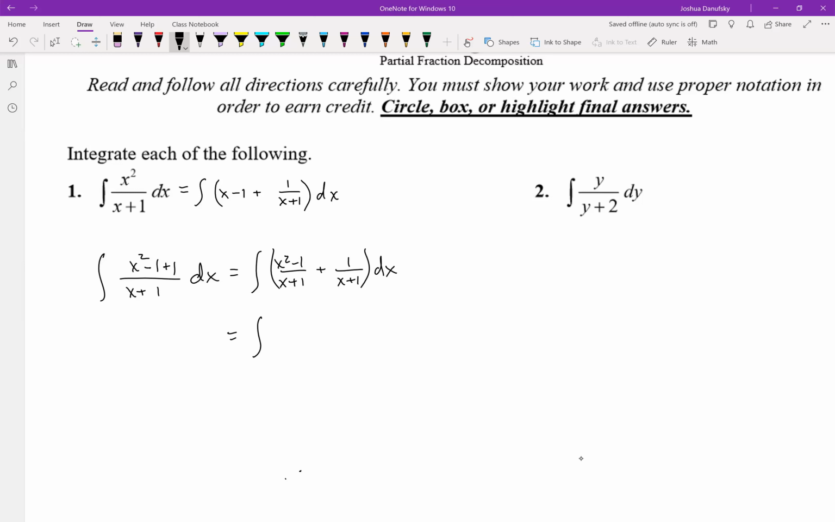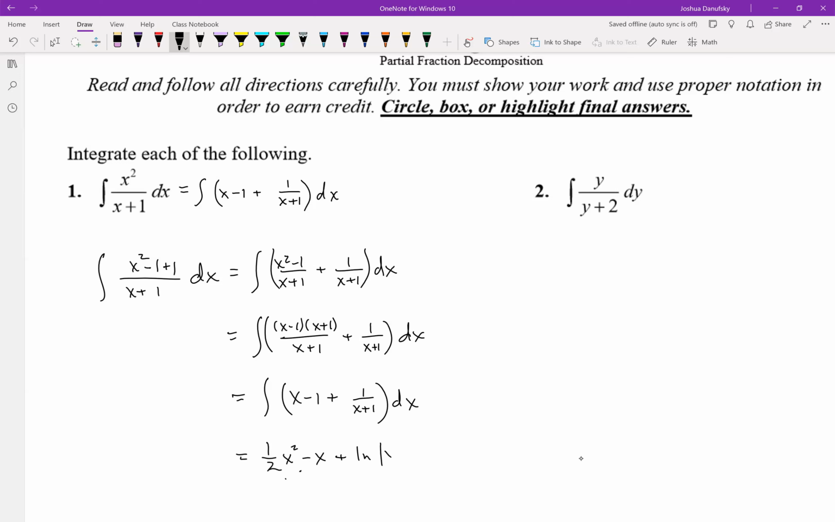The first numerator is a difference of squares. We cancel, and we've got x minus 1 plus 1 over x plus 1, just as we saw above when we did long division. Integrating this, of course, is pretty straightforward. 1/2 x squared minus x plus the ln of absolute x plus 1 plus c. Go ahead and pause the video, do number 2.